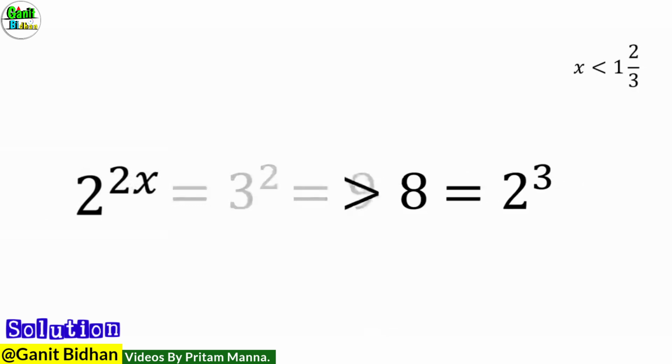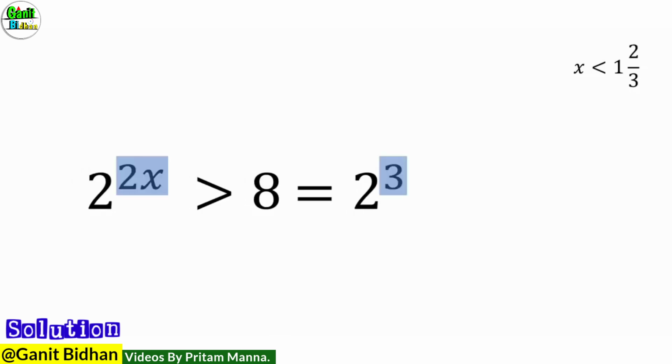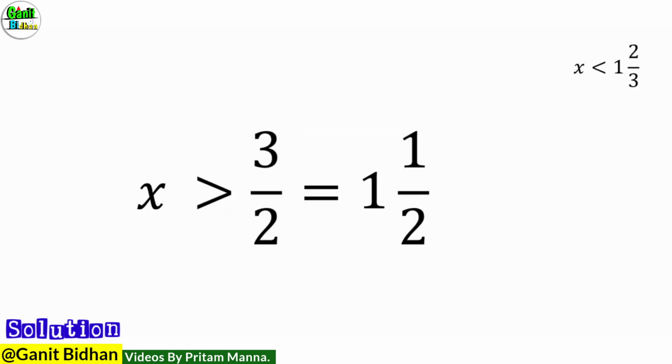This means 2 to the power of 2x is greater than 8 which is equal to 2 cube, which then means 2x is greater than 3. এখান থেকে পাই x is greater than 3 over 2 and 3 over 2 is equal to 1 and half.